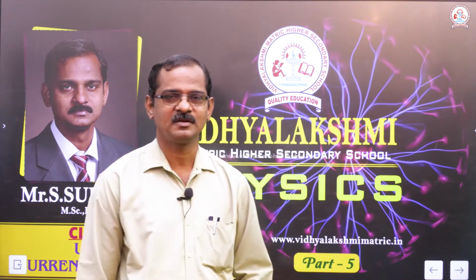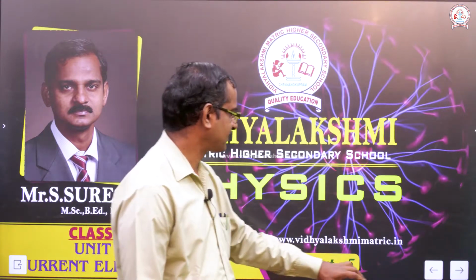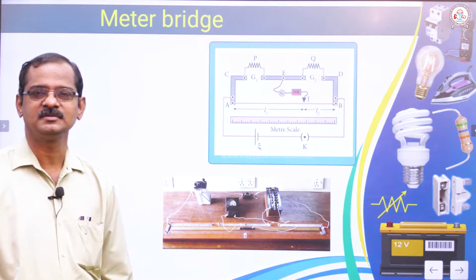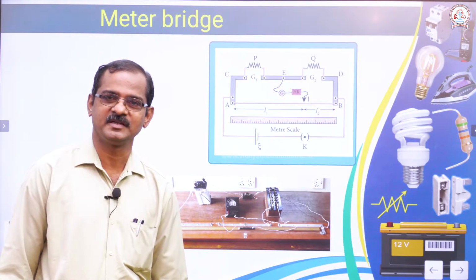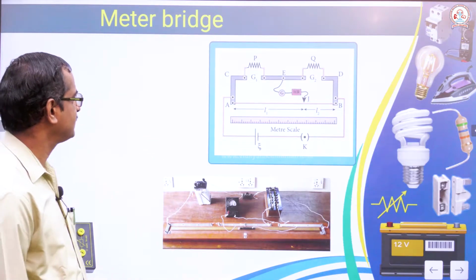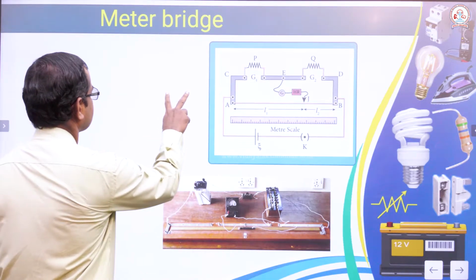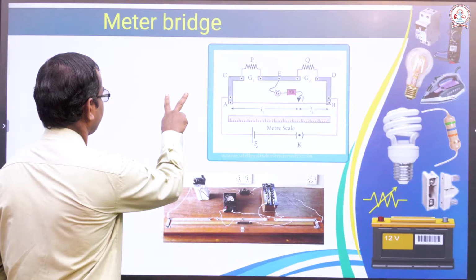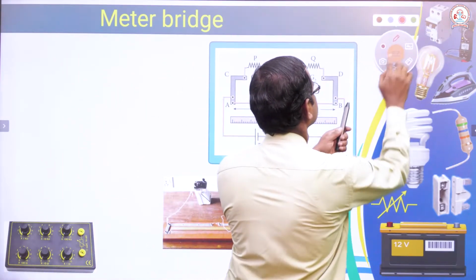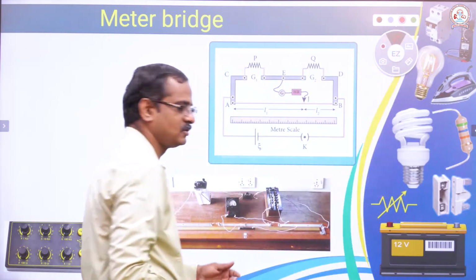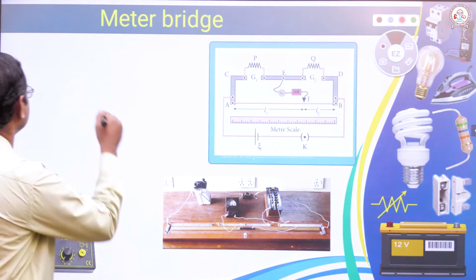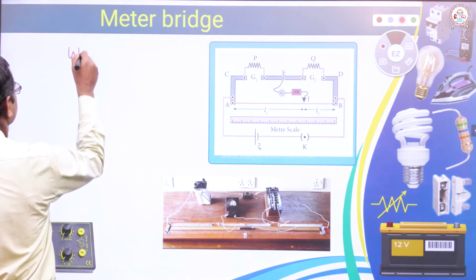Now let us discuss how a meter bridge works. A meter bridge is used to find out the specific resistance of a wire. This is a circuit for a meter bridge. A meter bridge works on the principle of the Wheatstone bridge. You just recall the previous topic, that's the Wheatstone bridge.